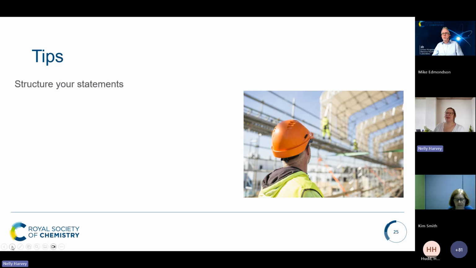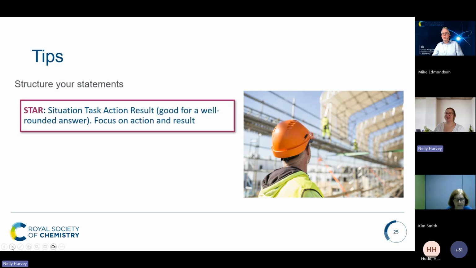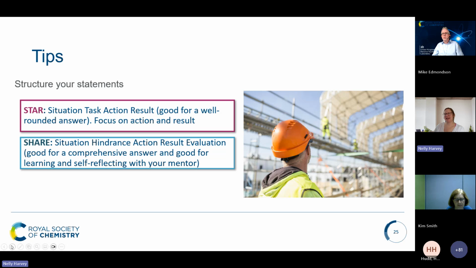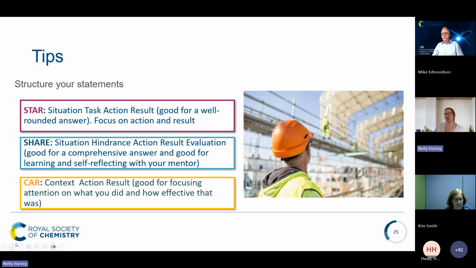And then a third tip is to structure your statements. So we have 3 frameworks that you can use. So STAR, which is to frame your answers first by situation, then explain the task, what needed to be achieved, then what action you took, and the results and the impact. And that is a good approach for creating a well-rounded answer. SHARE is very similar, except it has hindrance and evaluation, and that might be more useful in those earlier discussions with your mentor, but they're good for self-reflection.